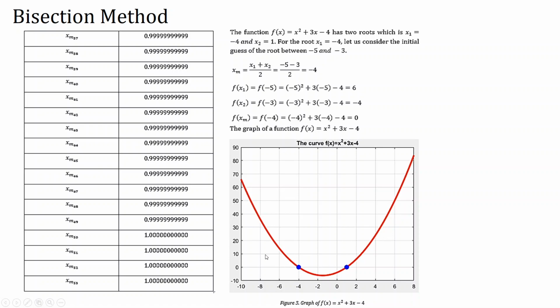This is now the graph of the function. Particularly, this is a parabola that opens upward. As you can see, this is the x-axis, so the roots lie at the crossings of the function x squared plus 3x minus 4. The graph of this function crosses at -4, 0 and at 1, 0.